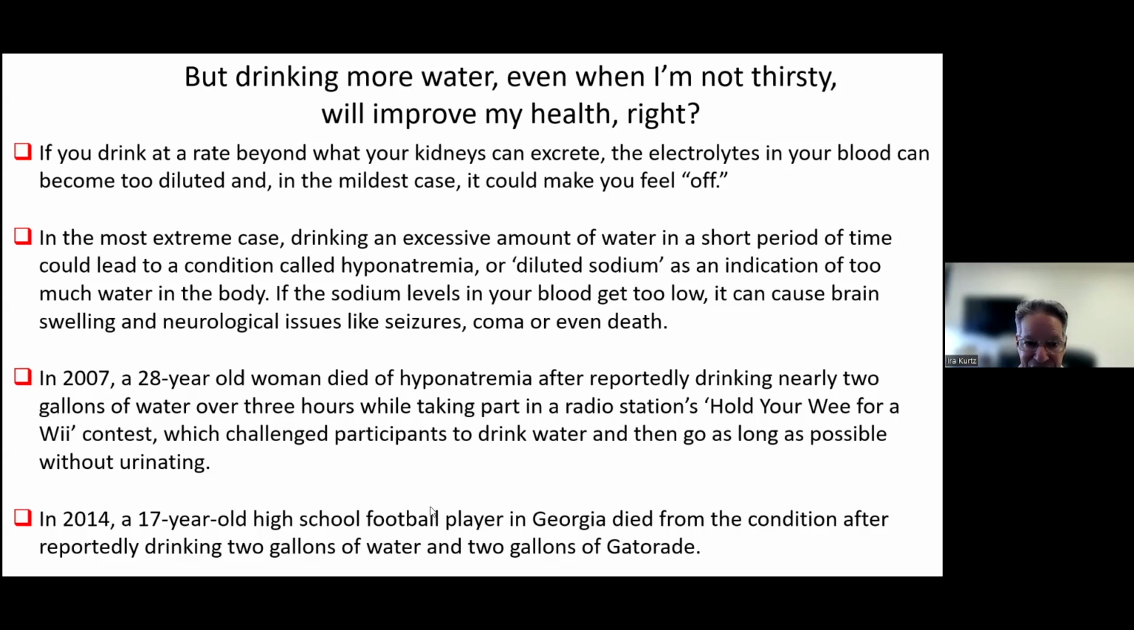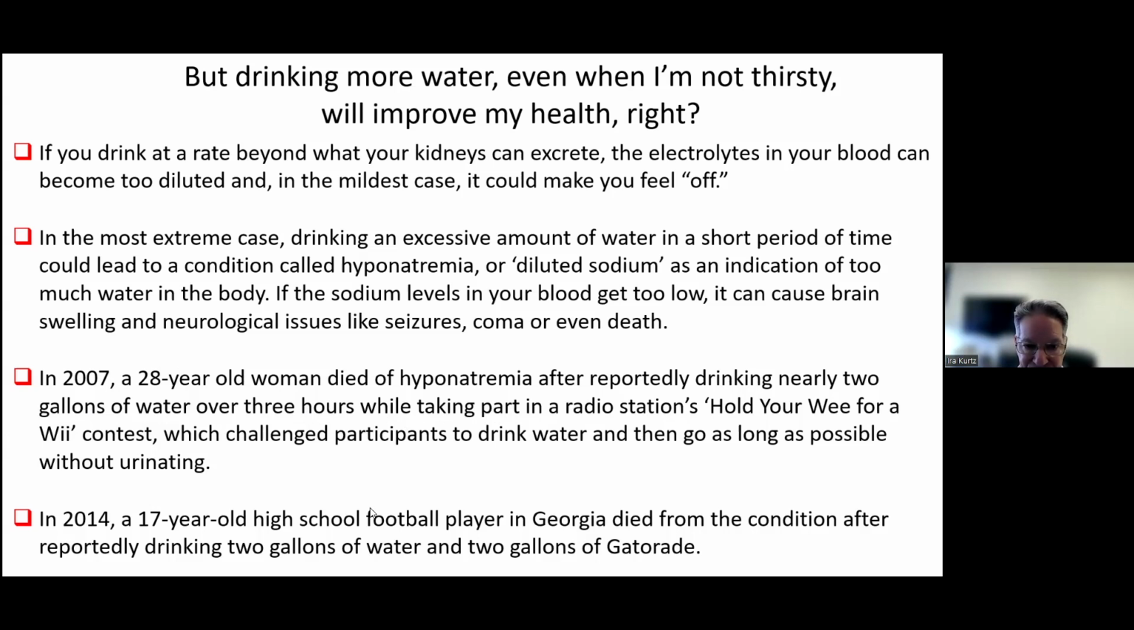In 2007, there was a 28-year-old woman who died of excessive water after drinking nearly 2 gallons of water over 3 hours. I was involved with this as one of the medical experts, actually. It was several years ago, but she drank about 2 gallons of water in 3 hours while taking part in a radio station's contest. They called it Hold Your Wee for a Wii console, which challenged participants to drink water and then go as long as they could without urinating. She died. I mean, it was so sad. And then there was a whole lawsuit.